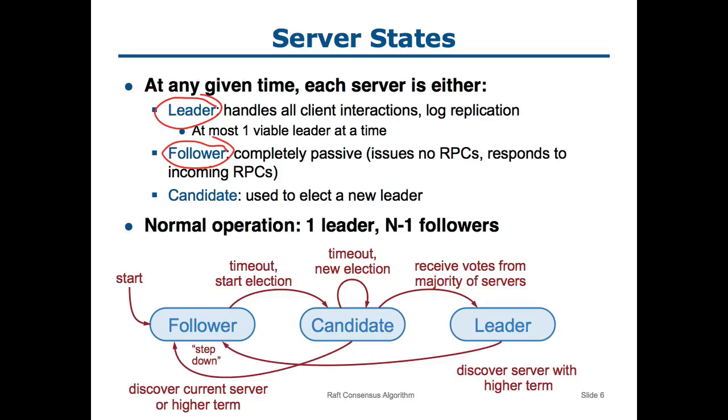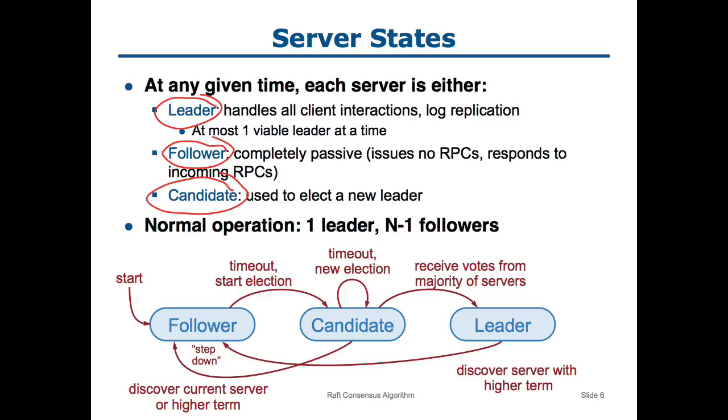These servers are completely passive. They issue no remote procedure calls at all. All they do is respond to remote procedure calls coming from other servers. The third state is called candidate state. This is a state intermediate between follower and leader and is used temporarily during elections to pick a new leader.